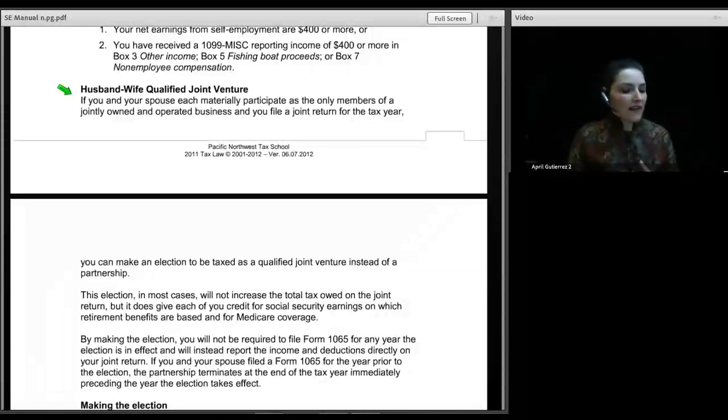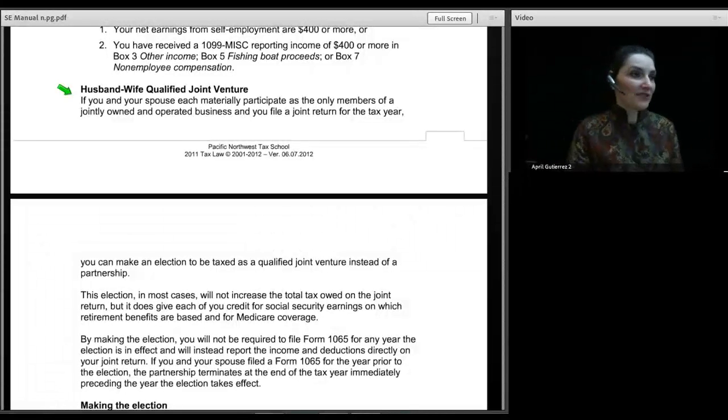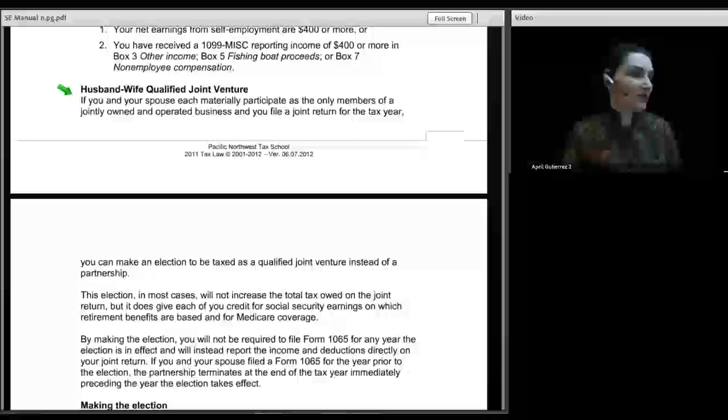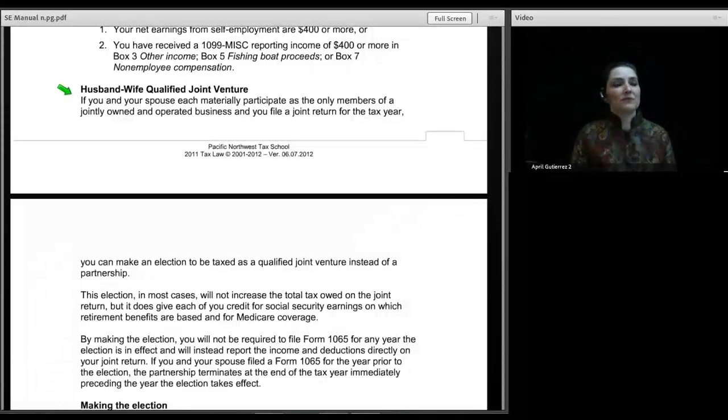Now, you could have a different kind of relationship where one spouse owns the business and the other spouse works as an employee for the owner of the business, the owning spouse. And in fact, when I first got into this business 20 years ago, that's exactly what happened. I started up a tax business, and I hired my husband, and I paid him, and he got a W-2. And that's completely fine. And back in those days, the only other option would have been to have a partnership, because they didn't have qualified joint ventures back then.